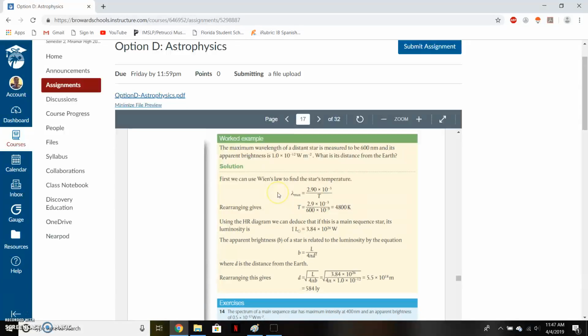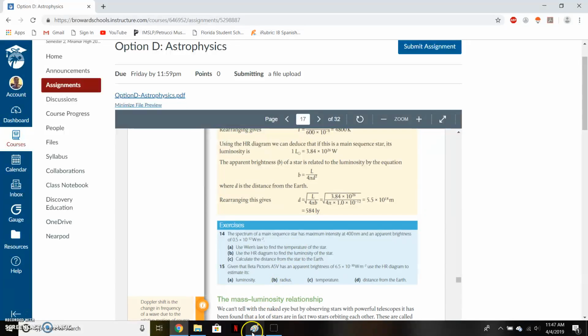For 14, we basically do the same process as what they did in this worked out example, and we can do it right now.